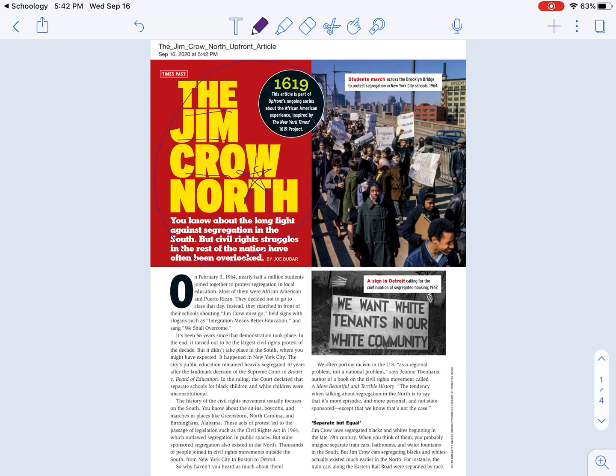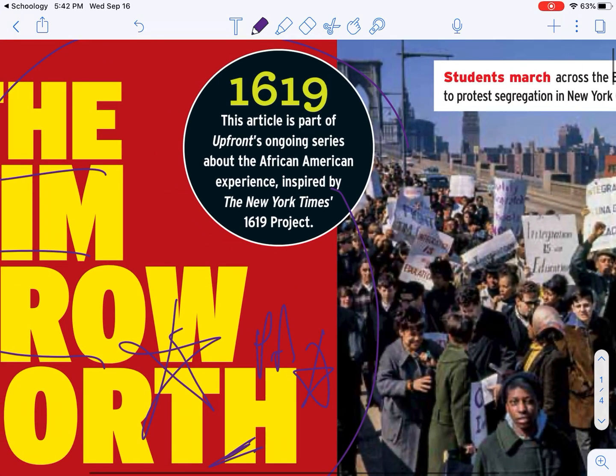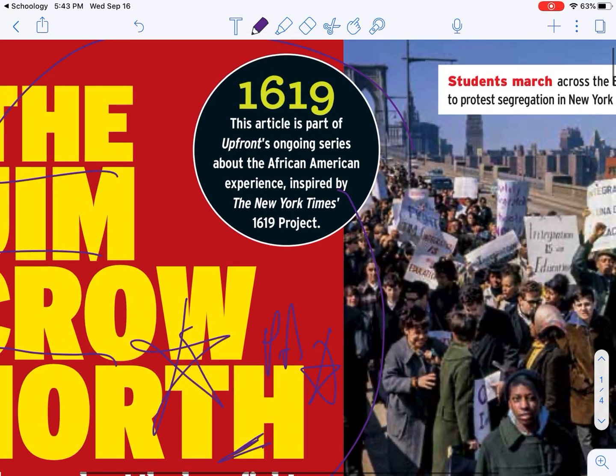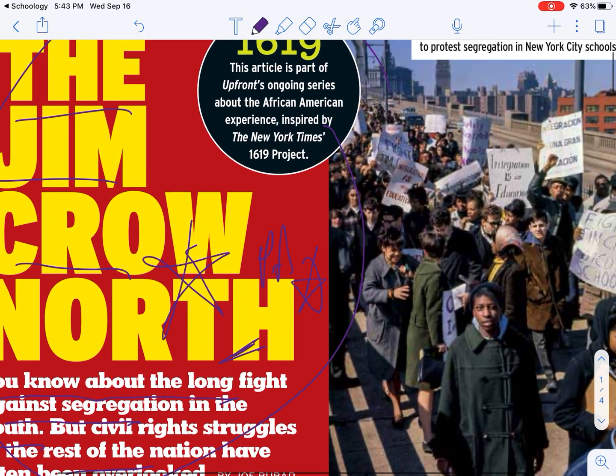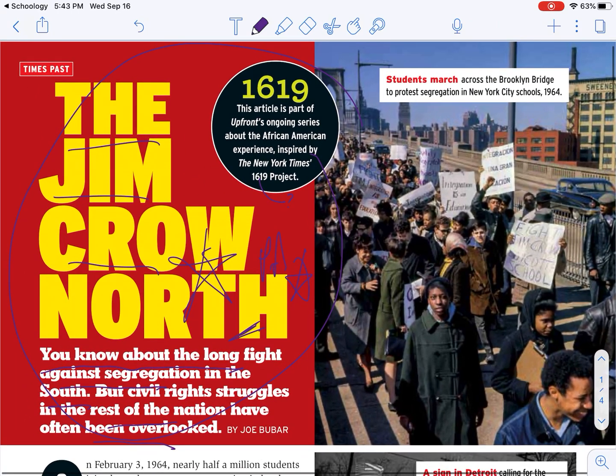I'd also probably read this. You know about the long fight against segregation in the South, but civil rights struggles in the rest of the nation have been overlooked. Okay, and I live in Pennsylvania, so I'm already thinking about PA and the North. This article is part of Upfront's ongoing series about the African American history experience inspired by the New York Times 1619 project. So I'm wondering what that is, but probably not relevant to my homework at this point.